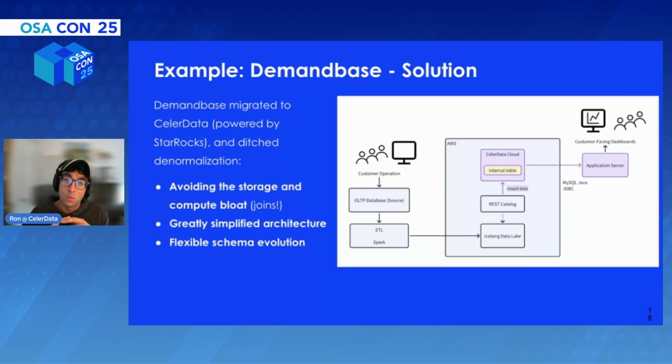So one, they avoided a lot of storage and compute bloat. They were able to normalize a lot of their data. And considering that they were interested in going in the lakehouse fashion, they were able to simplify their architecture a lot. So on one hand, you could see here they have an Iceberg data lake that connects to a REST catalog. Their front end customer facing dashboards can talk directly to their data lake with external catalog support built in StarRocks.